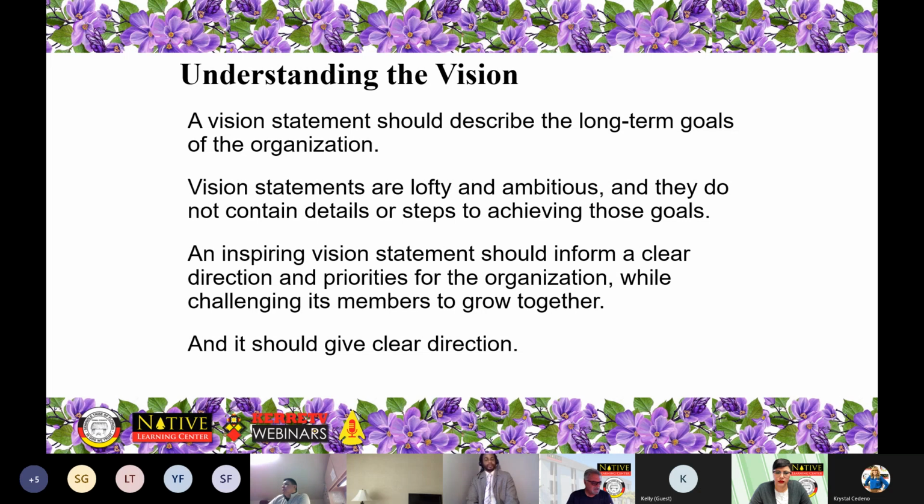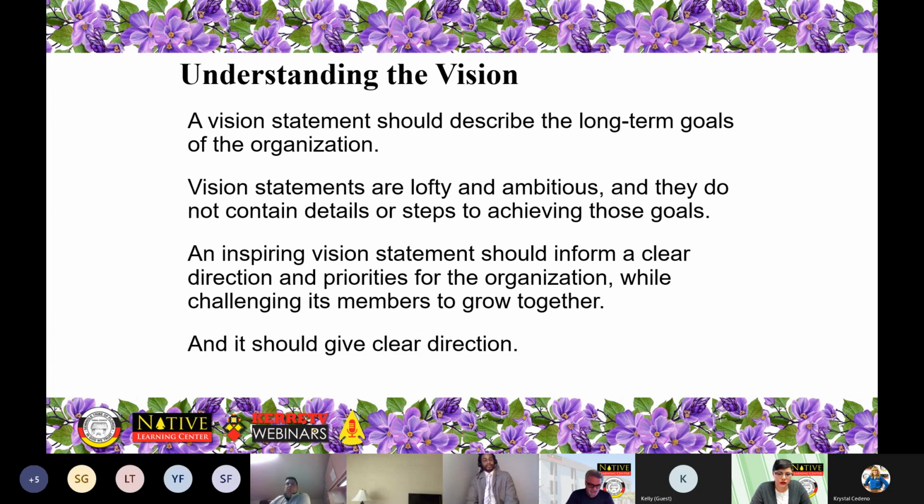Vision statements or vision concepts should be an inspiring type of thing. Where is the organization going over the next 3, 5, 10 years? What is it trying to accomplish in the big scheme? That's what the vision is. And it also provides direction for the organization, where the mission, on the other hand, is a little more specific, but just as critically important.